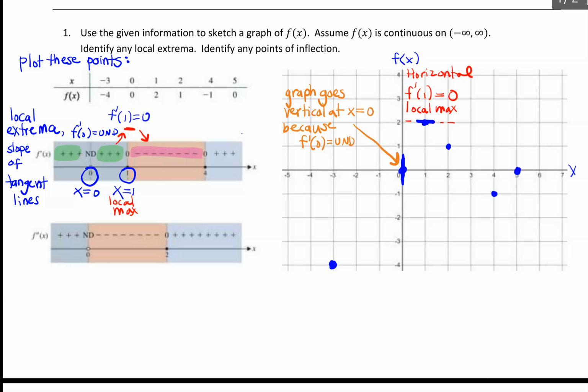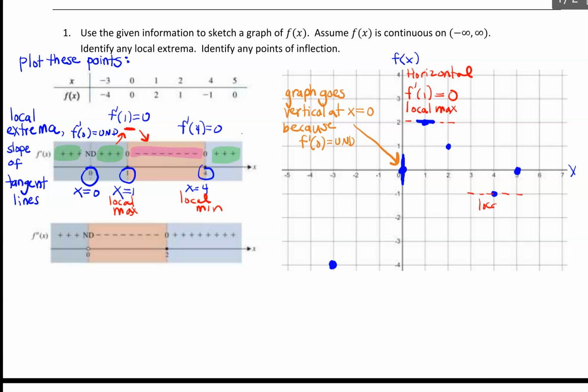Okay, and then my last partition number is 4. So when x equals 4, I'm told the derivative is 0 there as well. So I'm going to have a horizontal tangent line here when x is 4. And then my sign chart changed from negative tangent lines on the left to positive sloping tangent lines on the right. Sign change means local extrema, and that is going to be a local min. So I'm going to mark that here on my graph.